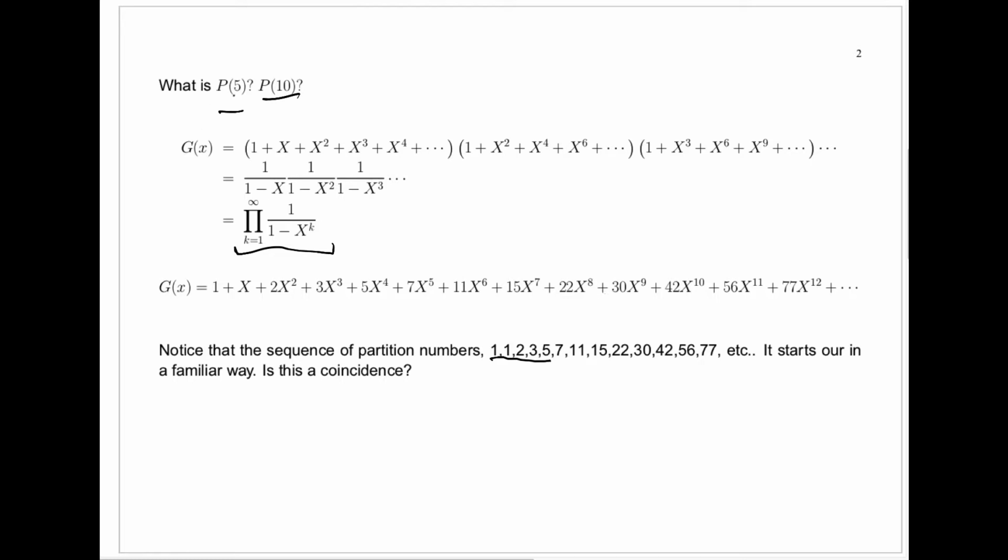What is P of 5? How many partitions are there of the integer 5? Well, we just go here and we look at the coefficient of x to the 5th, and that's 7. So P of 5 is 7.